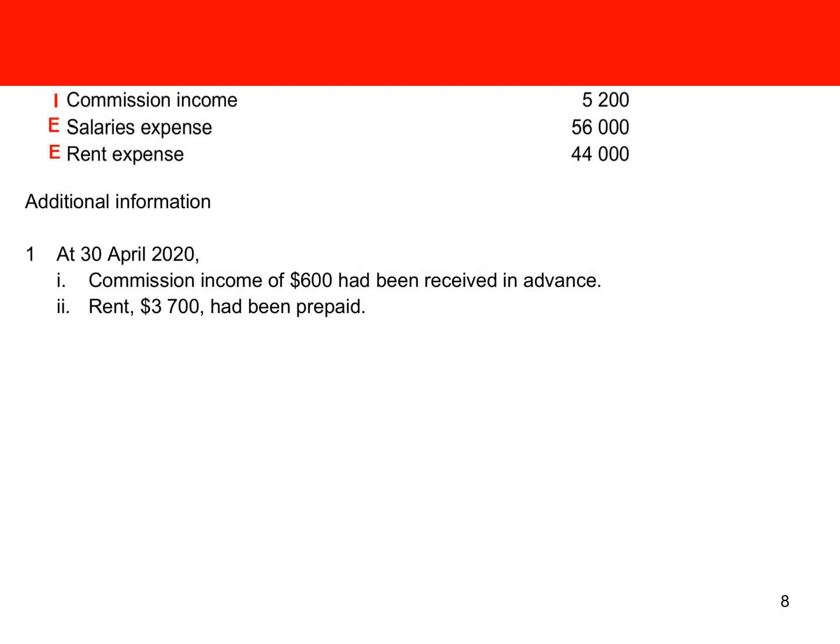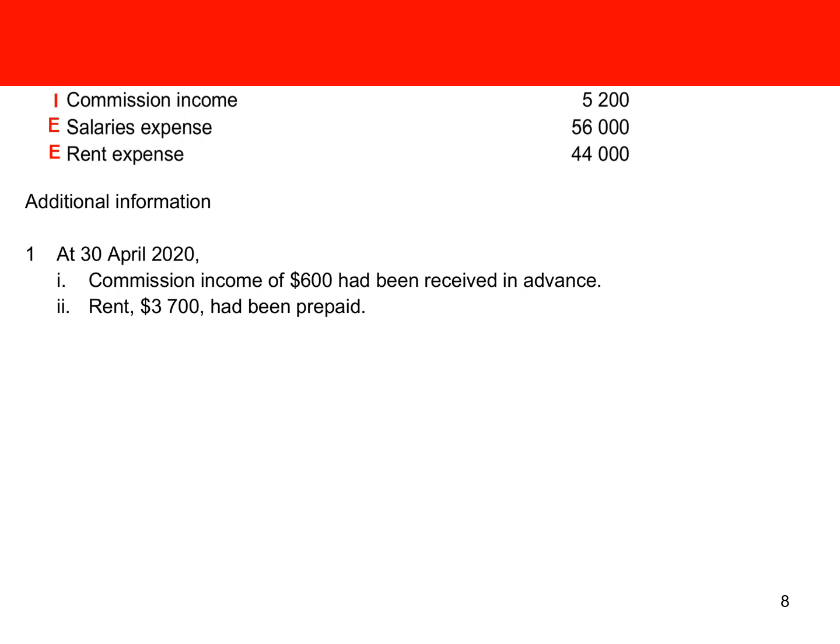So let's take a look at the first additional information. On the last day of the accounting period, 30th April 2020, the question mentioned that we have commission income that the company had received in advance. So what must we do when we see this piece of information?